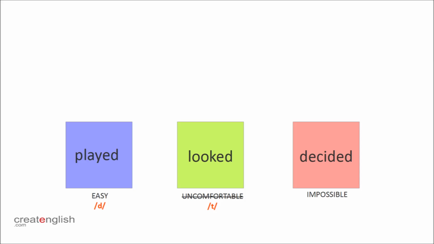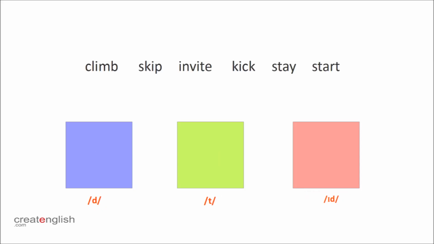And in the third box, to make it possible to pronounce this word, we will need to make some change too. Instead of d, I'm going to say id. Decided. And now I can pronounce the past form of this verb easily. So now the words in my three boxes are all easy to pronounce with these small changes. Played, looked, decided.